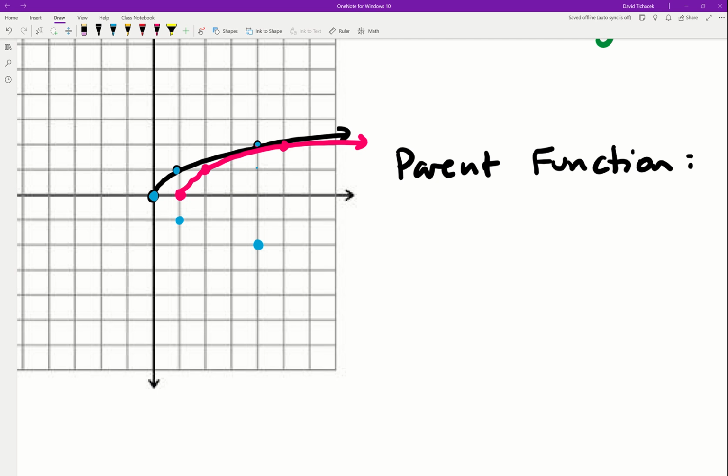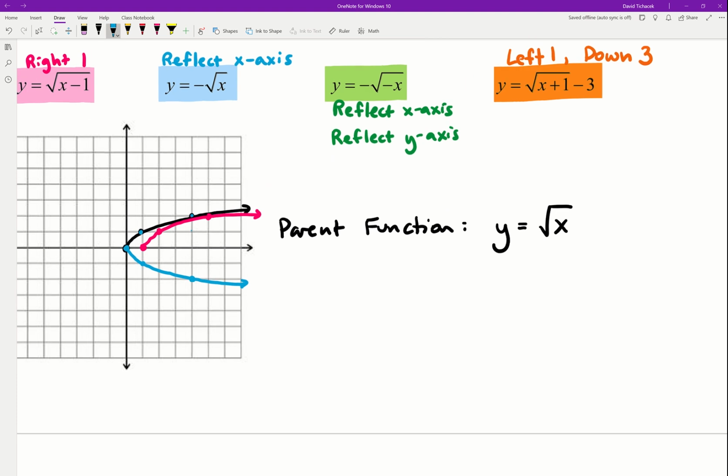And we notice that I have a nice skeleton of points now that I can go ahead and plot and draw the rest of the curve in that way. So if you take that black portion and reflect that across the x-axis, you're going to get that blue portion there, and that would be a quick way to go ahead and sketch that by hand.